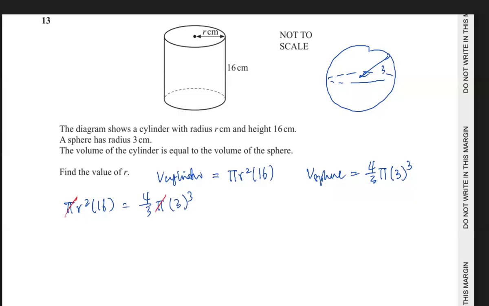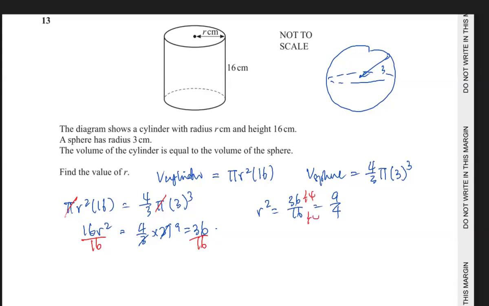Then I just rewrite things. 3 cubed is 27, so this is 4/3 times 27. I can simplify, this is 36, because 9 times 4 is 36. Then I divide 16 on both sides to get r squared equals 36/16. I can simplify this. 36/16 divided by 4 is 9/4. So I can divide 4, divide 4.